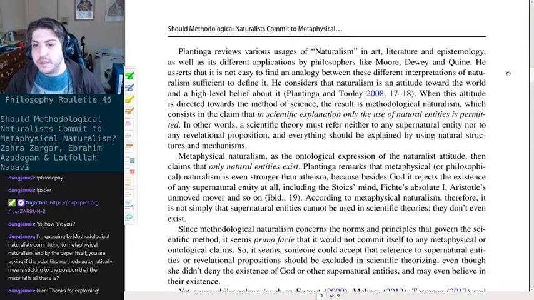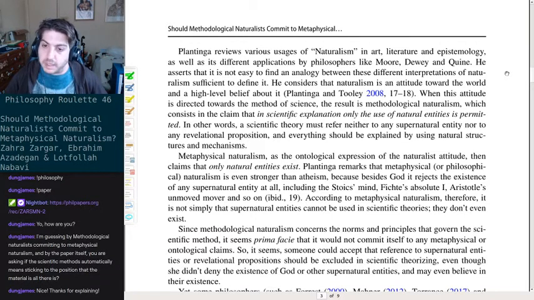Plantinga reviews various usages of naturalism in art, literature, and epistemology, as well as different applications by philosophers like Moore, Dewey, and Quine. He asserts that it is not easy to find an analogy between these different interpretations of naturalism sufficient to define it. He considers that naturalism is an attitude towards the world and a high-level belief about it. When this attitude is directed towards the method of science, the result is methodological naturalism, which consists in the claim that in scientific explanation, only the use of natural entities is permitted.